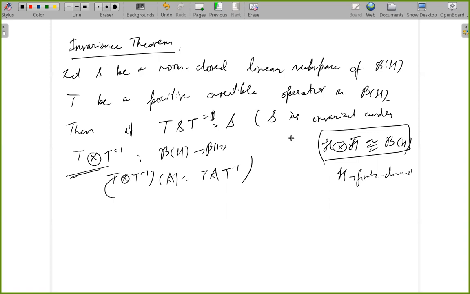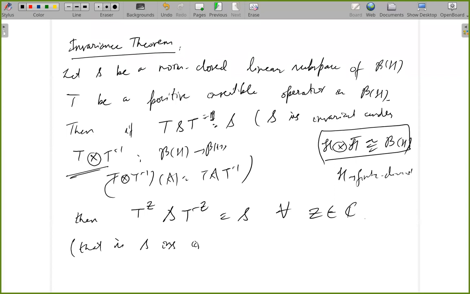So what I'm saying is S is invariant under this map, so it's an invariant subspace of this. Then the conclusion, a very nice conclusion, is T^z S T^(-z) is equal to S for all complex numbers z. Rewriting in this terminology, S is invariant under T^z tensor T^(-z).